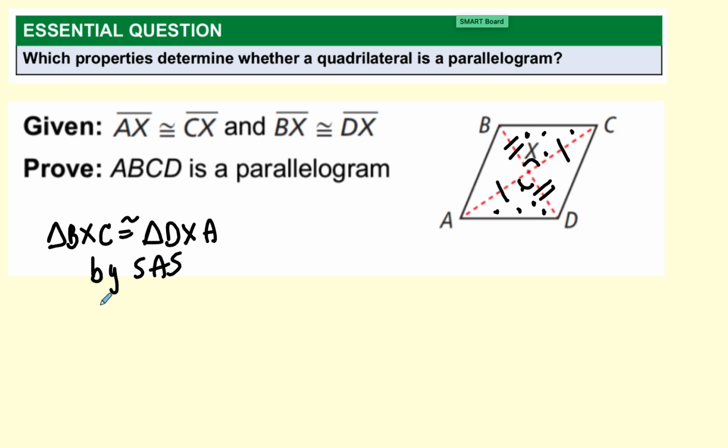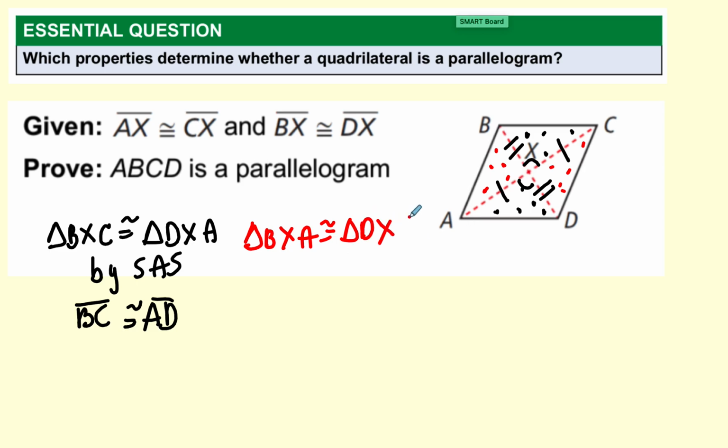Now from these two triangles I can get BC congruent to AD. So now I have one pair of opposite sides congruent. Now I can work with this triangle here and this triangle here, and I can get these triangles congruent. Triangle BXA congruent to triangle DXC, again by side angle side.